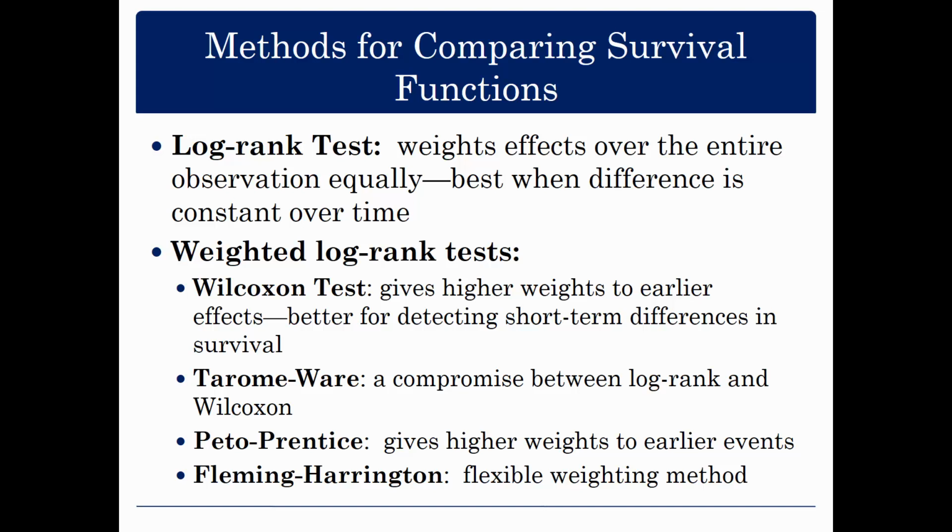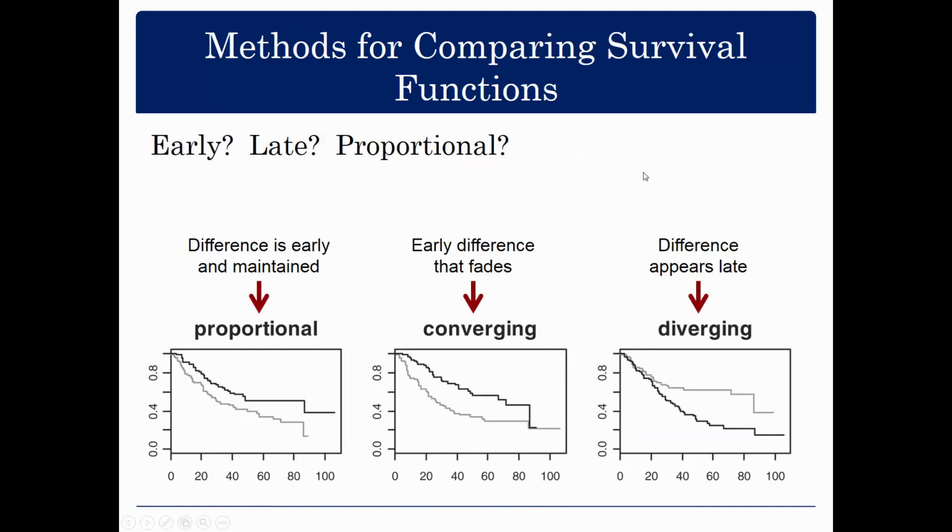If we see a different kind of difference, for instance, we might see a converging set of Kaplan-Meier functions. Notice we have separation early in this middle graph, and then by the end of the observation period, they're actually identical. They come back together. That's called converging. It's an early difference that fades.